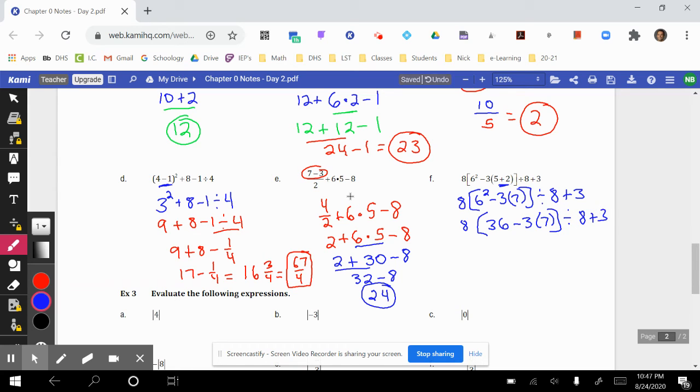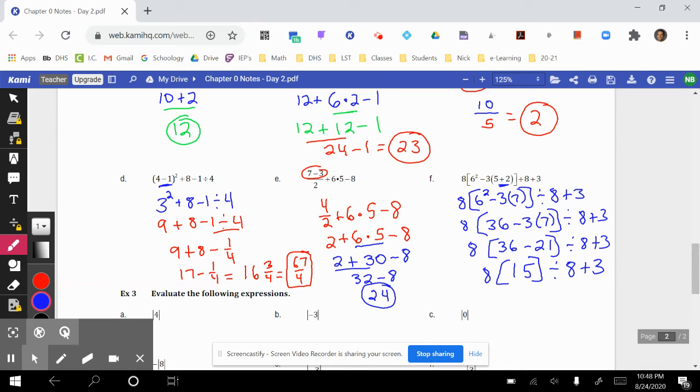Again, I'm still working inside my bracket. 3 times 7 is my next operation that I need to take care of. So 36 minus 21, that's going to give me 15. Now we have 8 times 15. When numbers are next to each other in math, they are multiplied together. Divided by 8 plus 3, I'm going to take care of this multiplication here. So 8 times 15 should give me 120.